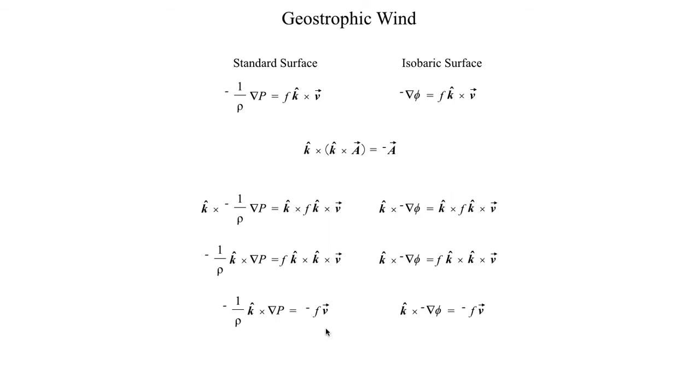So to solve for v, we can just simply divide both sides by minus f, which is the Coriolis parameter, and this would be our final result. So our wind in geostrophic balance is equal to 1 over f rho times k hat cross the gradient of pressure. And then similarly for the isobaric case, here we have the wind is equal to 1 over f. Notice we don't have density here. Again, that's another reason why the isobaric form of the pressure gradient force is highly desirable, because you don't have to worry about density. But for a constant pressure surface, the wind would be 1 over the Coriolis parameter times k hat cross the gradient of the geopotential.